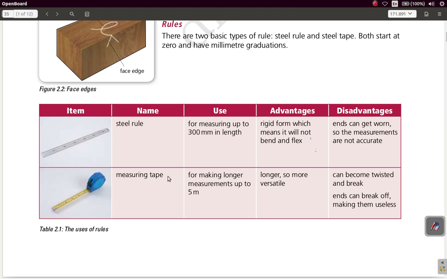Then you have the measuring tape. Steel measuring tape is for making longer measurements up to 5 meters, but in some cases more than that as well. It's longer, so it is more versatile. That's the advantage. Disadvantage: it can become twisted and break. The ends can break off, making them useless.